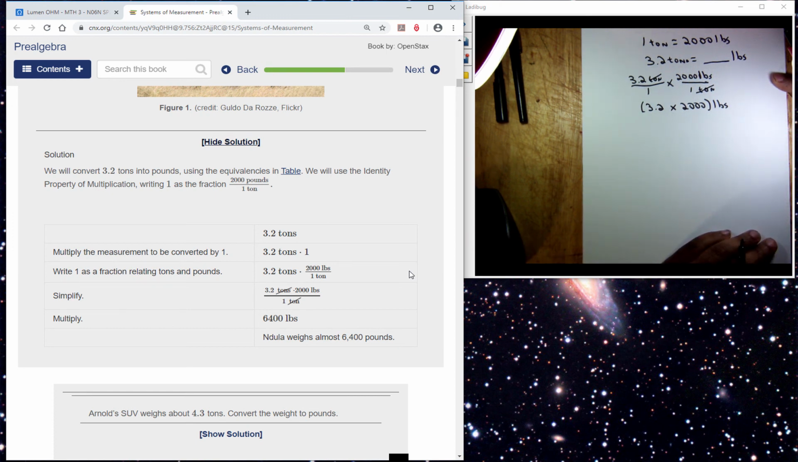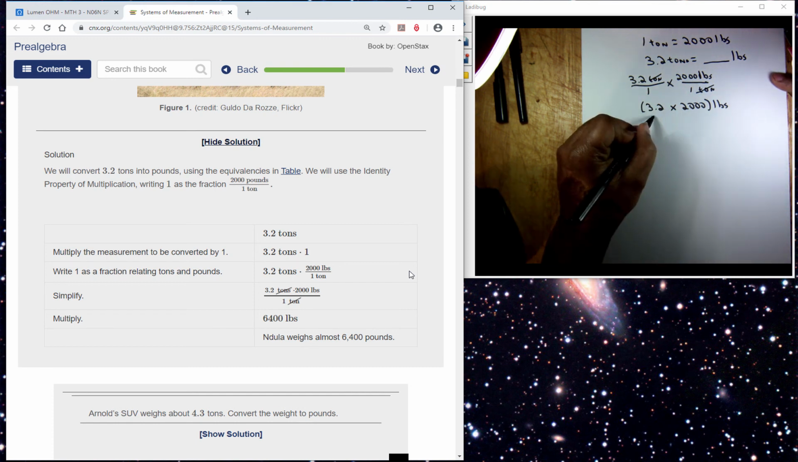And 3.2 times 2,000 is going to be 6,400 pounds.